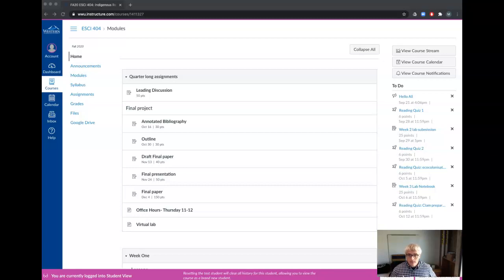Hello, let's spend a little bit of time just walking through the structure of Canvas and how to find the different things that we'll be using this quarter.